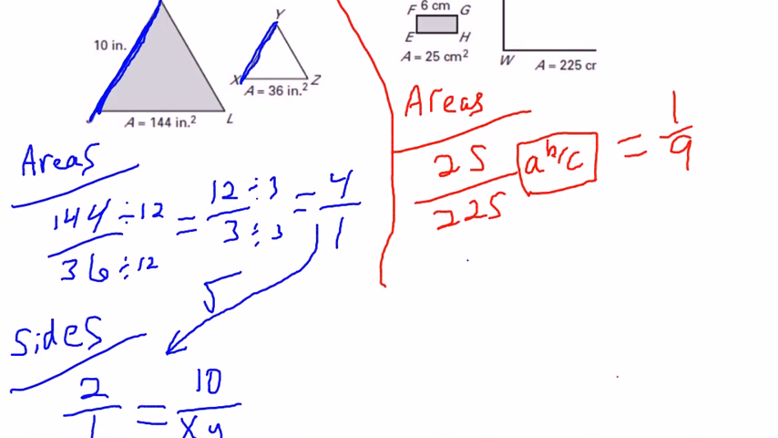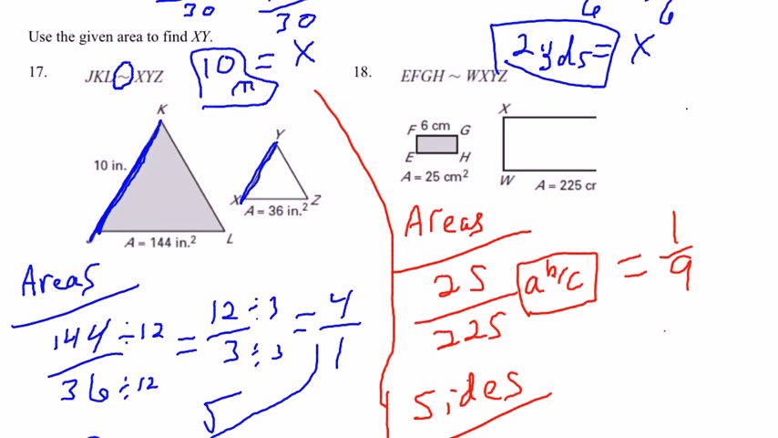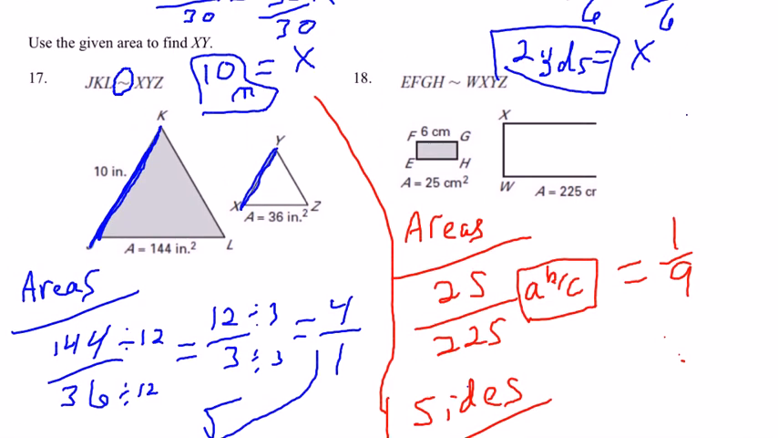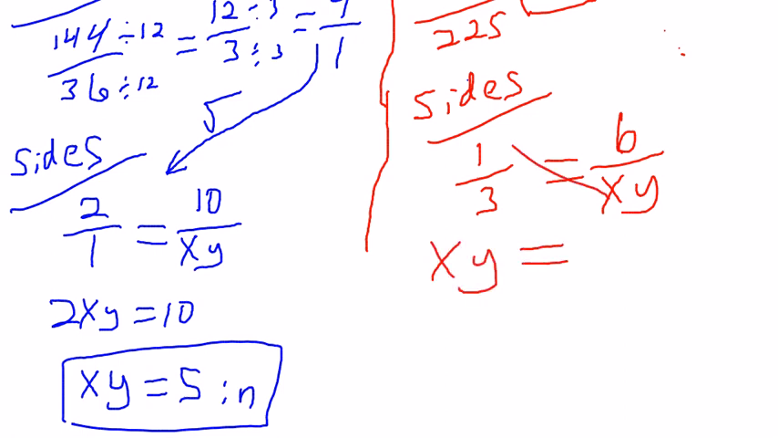Alright, now I need to take the square root of the area ratio to get the sides ratio. So the square root of 1 is 1, the square root of 9 is 3. So that's the ratio that I'm going to use to figure out the sides. So an area ratio of 1 to 3, and we know that's going to be a correspondence of 6 to xy. So 1 to 3 equals 6 over xy. Alright, so cross multiply, and we'll have 1 times xy is xy, 3 times 6 is 18. So 18 centimeters is my answer.